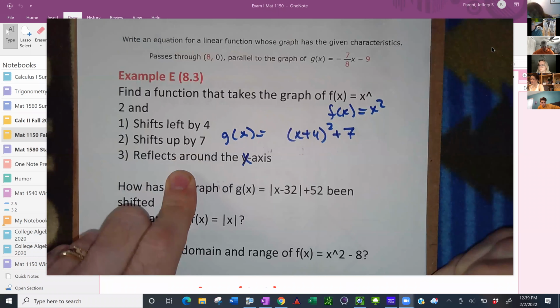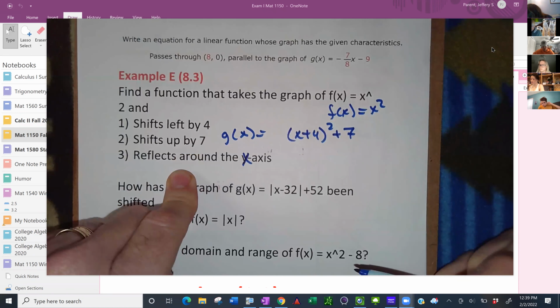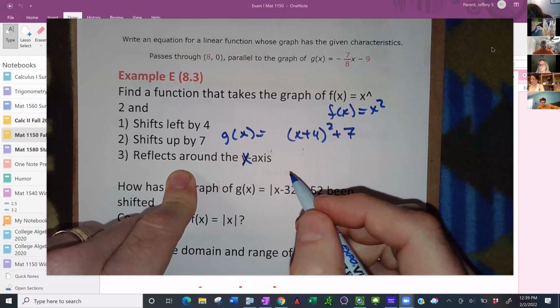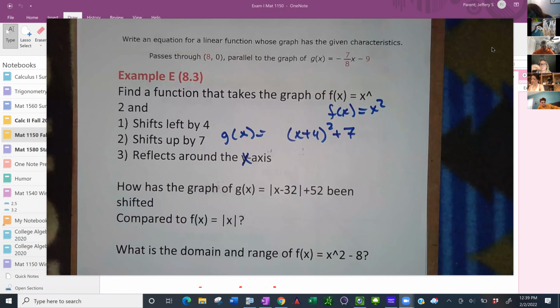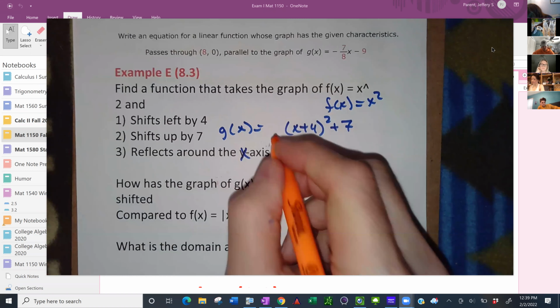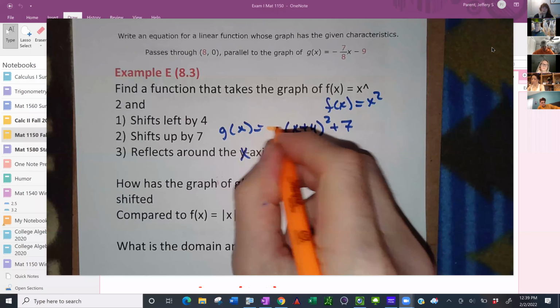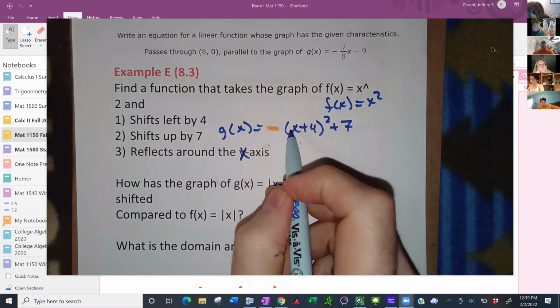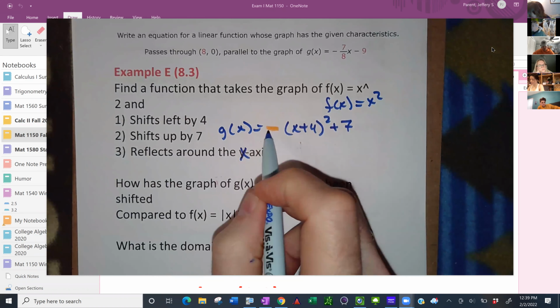And how am I going to reflect this around the x-axis? How am I going to flip it? Negative in front of the x. Negative in front of this whole binomial term. Good. Yep. You don't want to put it in here. That would do something much different. You want to put it out front. So perfect.